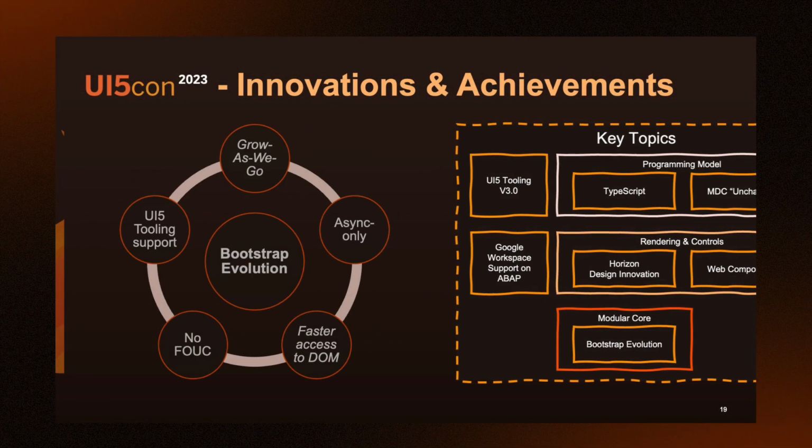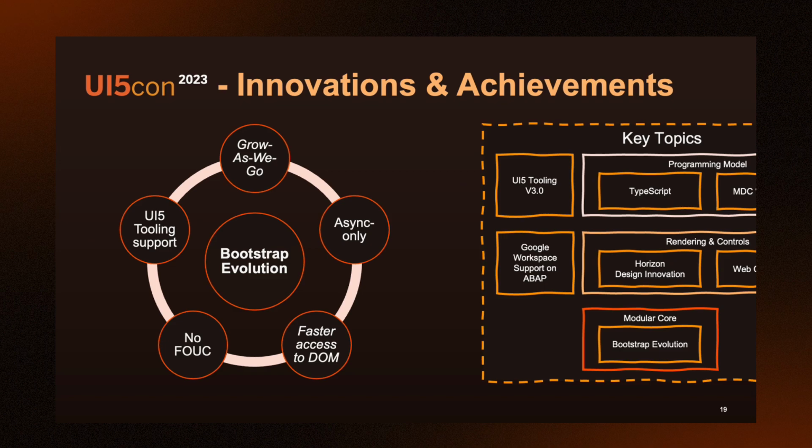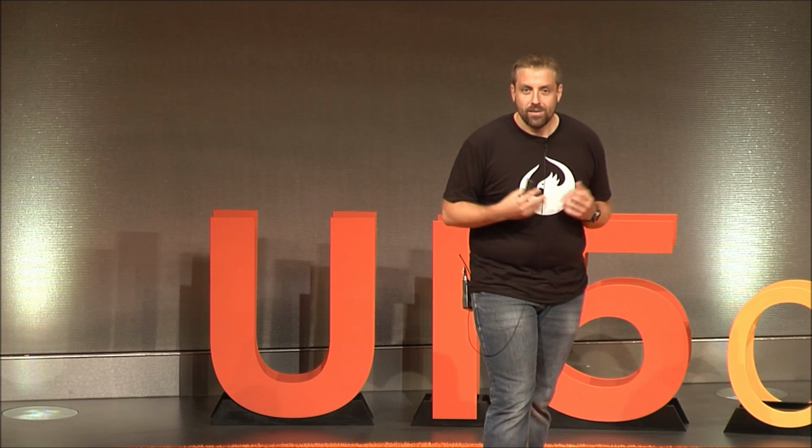In the Bootstrap evolution, I think that's the picture I showed also last year. It's about changing the way UI5 works, so that it only loads what is really needed, to grow as we go. It's also the thing that we're switching to async. That's also what we have done for a couple of years now, to provide new APIs as alternatives to the synchronous APIs. We want to make it possible for you to access the DOM faster, to do something already up front when loading an application. The flush of unstyled content, the FUC, should also be history, and that's also part of the Bootstrap evolution to make that possible.